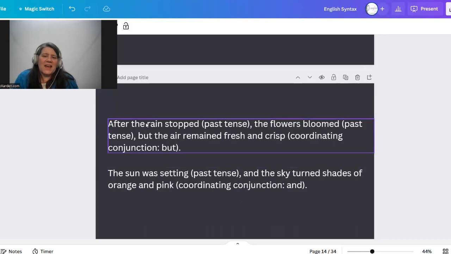So let's take a look at how this sentence is constructed. After the rain stopped, this is a time phrase. The flowers bloomed, but the air remained fresh and crisp. Okay, so here's our two sentences.